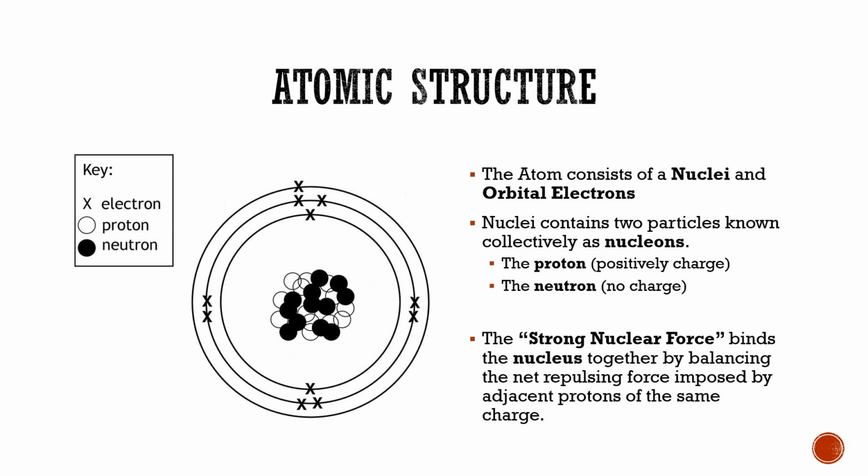Okay, so now let's briefly talk about the structure of the atom. As we know, the atom consists of a nucleus, which contains both protons and neutrons. Orbiting around the nucleus are the electron orbits, described by the shells labeled K, L, M, N, and O. Now, why does the nucleus not explode apart because of the similar charges of the protons? This is because there is a force called the strong nuclear force, which in essence binds the nucleus together and counteracts the net repulsion force imposed by the adjacent protons of the same charge.